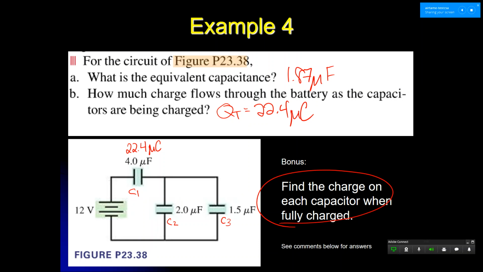I need the voltage, absolutely. So that means I need to find the voltage here in order to subtract it from my 12 volts to get what's left for the parallel part. So how do I find my voltage for the first capacitor? It's 5.6. How did you get that?